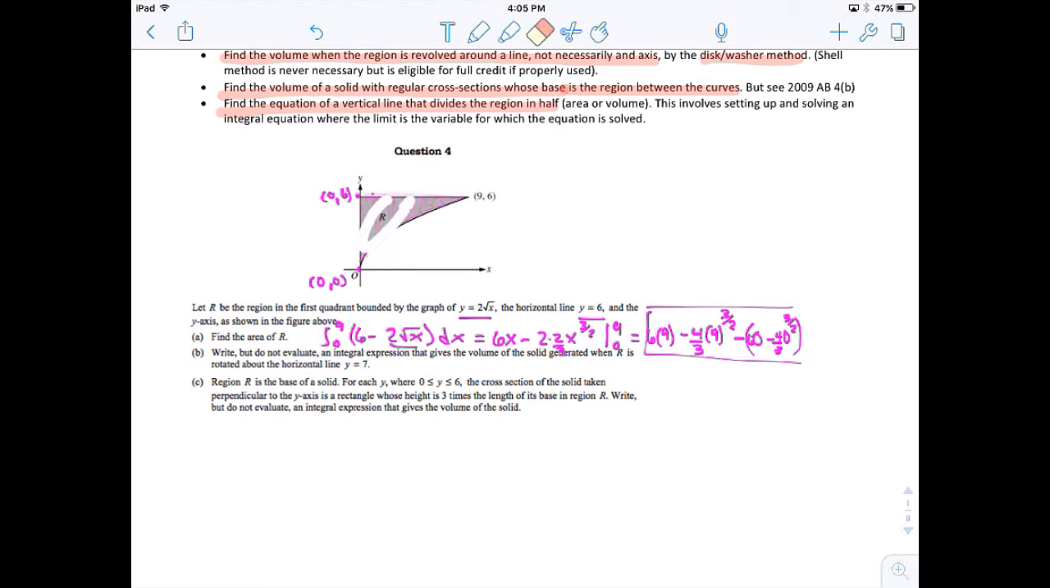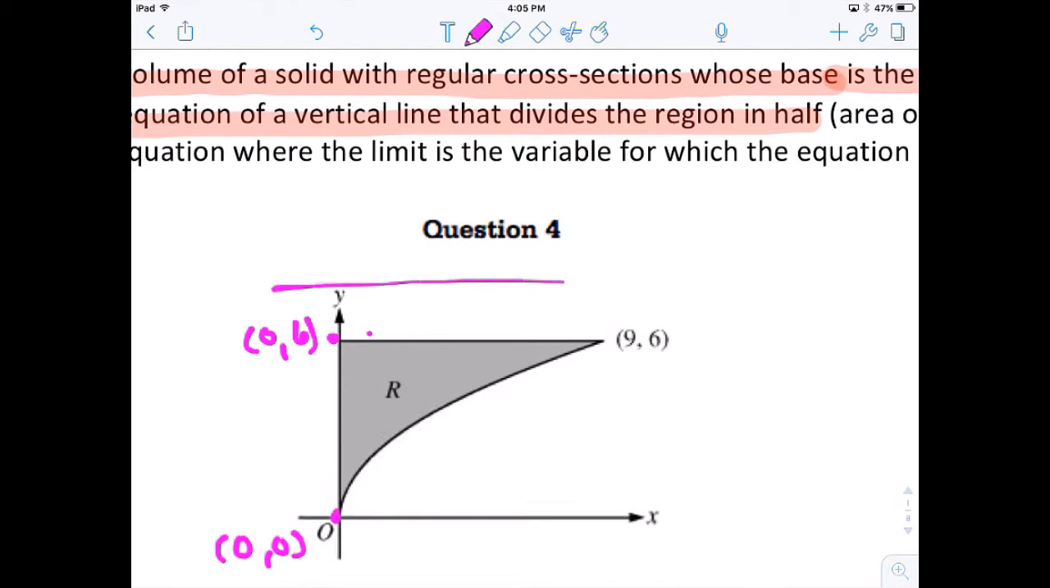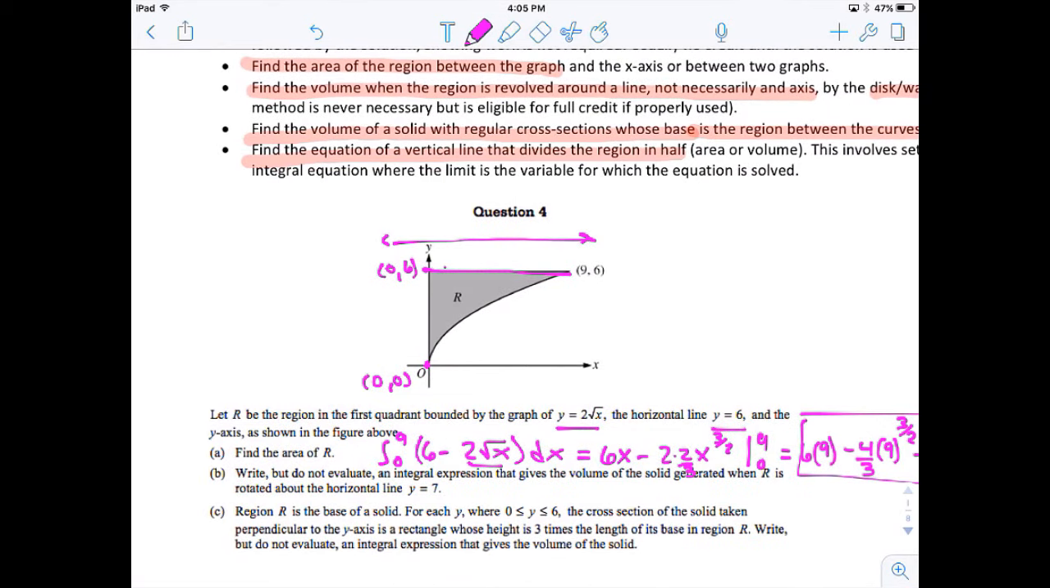All right, next one. B: write but do not evaluate an integral expression that gives the volume when R is rotated around the horizontal line y equals 7. So first thing I would do is really sketch this. So y equals 7 is up here, and notice that's going to leave a gap between where your region ends and where your line is. If you actually rotated that around, you would wind up with this sort of shape and that sort of shape, and you would have sort of a cylinder going through the middle and then a bell sort of shape on the sides. So this is definitely a washer.